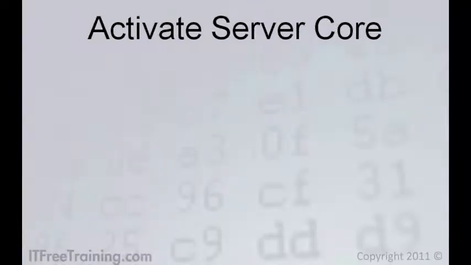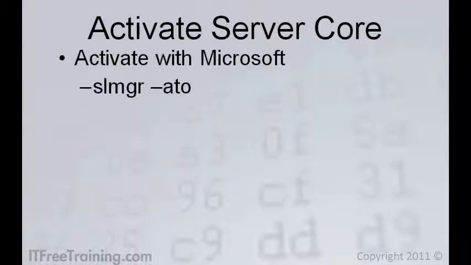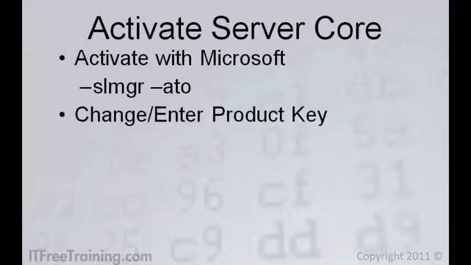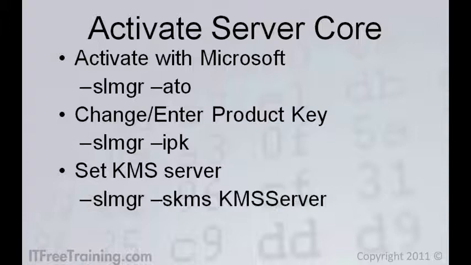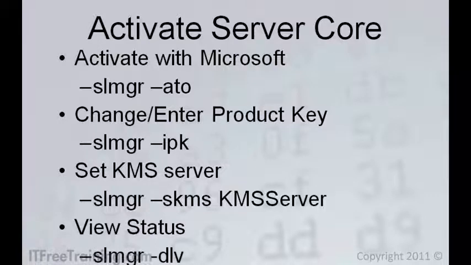If you have a server core installed and wish to activate it by using the command line, run the command slmgr with the switch ATO. This will contact Microsoft and activate. If you want to change the product key or enter a product key, run slmgr with the switch IPK. If you want to set a KMS server, you can use the switch skms to set your KMS server. If you want to know the status of your current license, you can use the switch DLV.